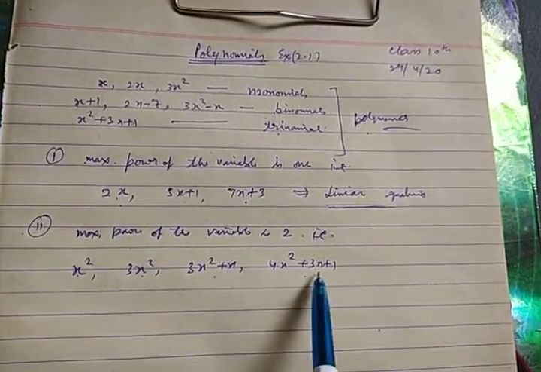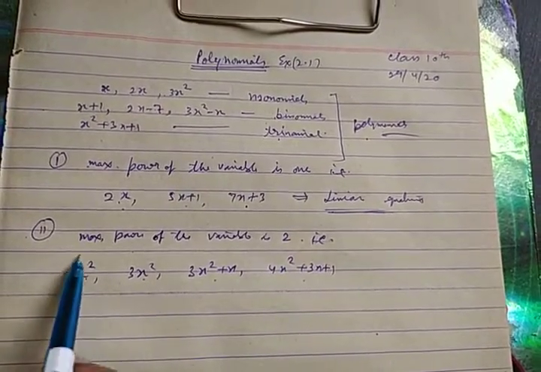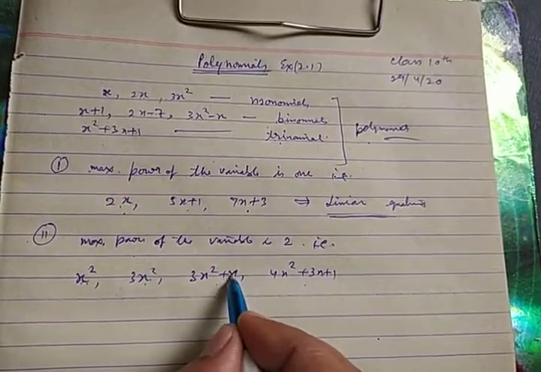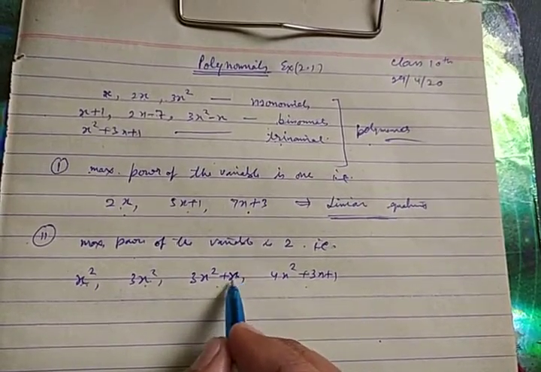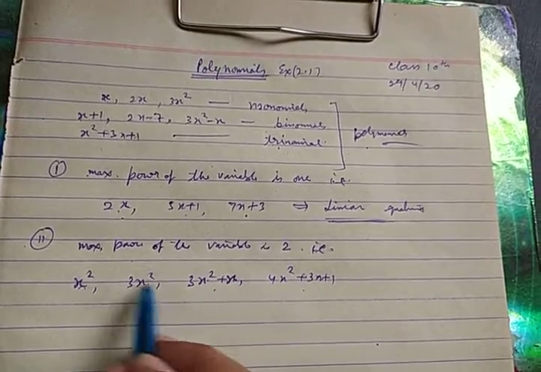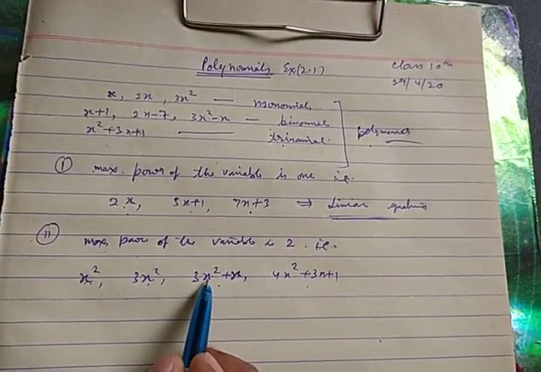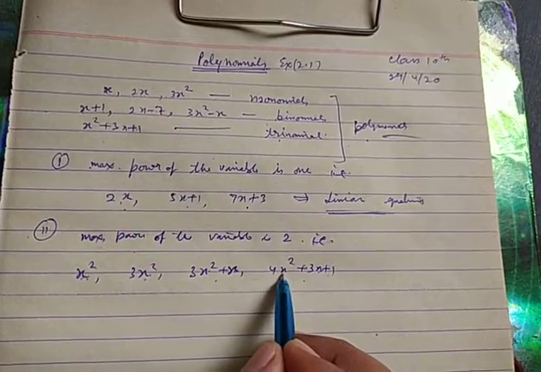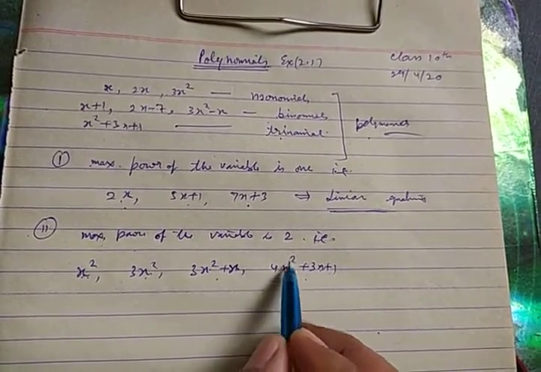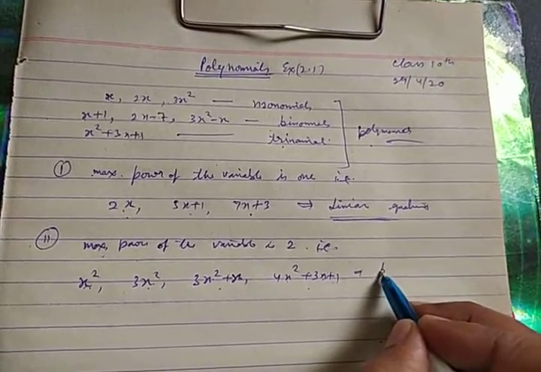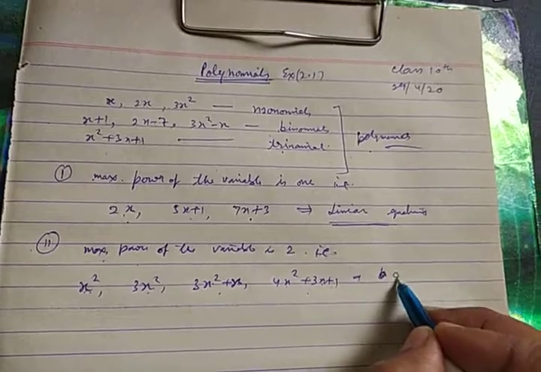But in all the cases, the maximum power is 2. Here only a single term has power 2. Here it contains the term x also, so power 2 is existing and power 1 is also existing. Here also there is a constant term, a power 1 term, and a power 2 term. The maximum power is 2. If the maximum power is 2, it is called quadratic.